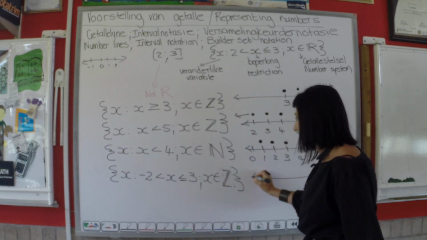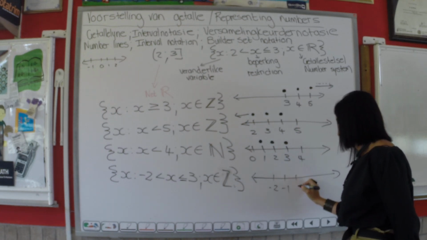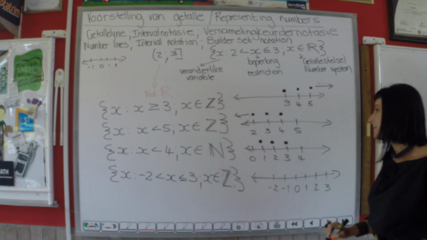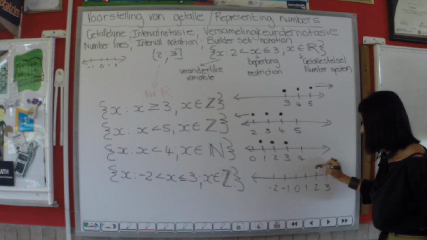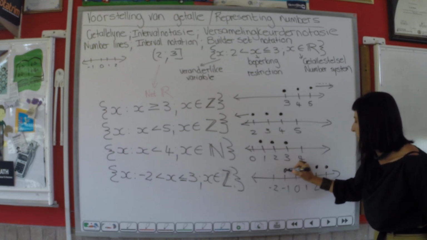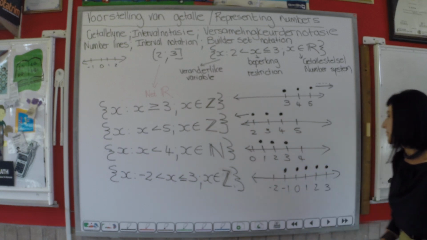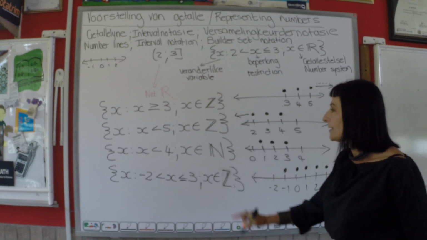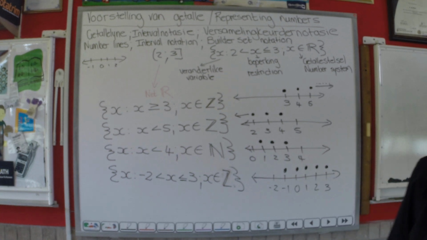So on our number line, we've got a -2, -1, 0, 1, 2, and a 3. 3 is included. So we're going to color that dot. 2, 1, 0, -1, and no arrows, because -2 is not included. So daarso het ek dan die prentjie van heelgetalle van na -2 tot presies op 3. Let's look at another example.